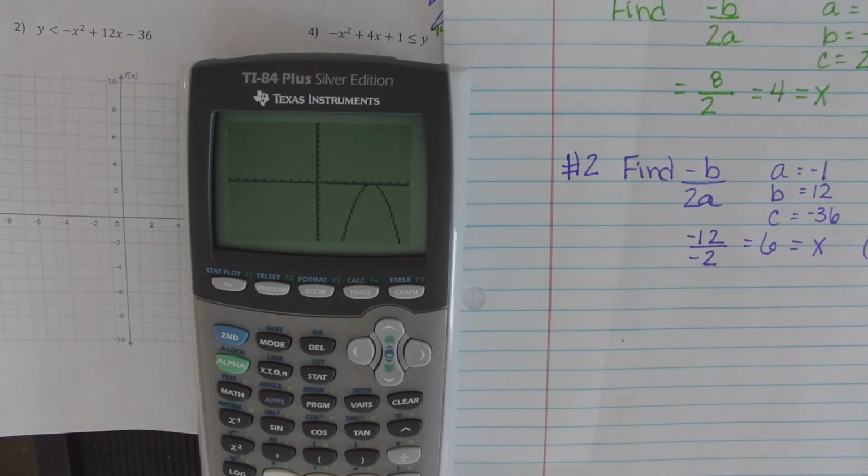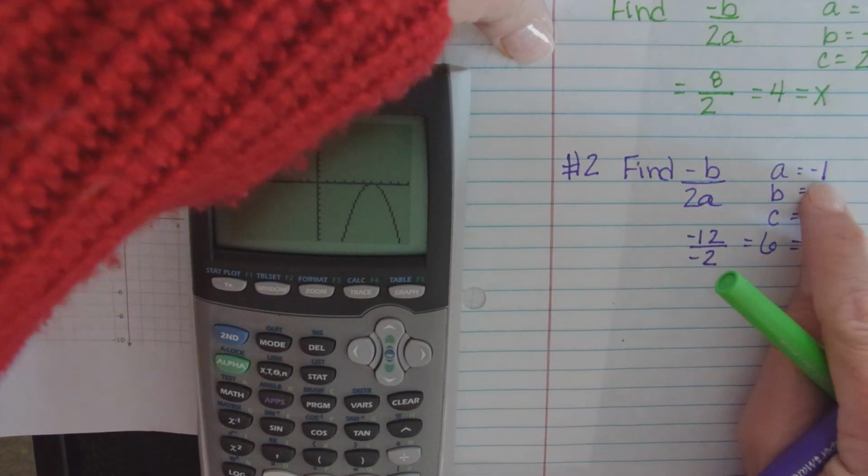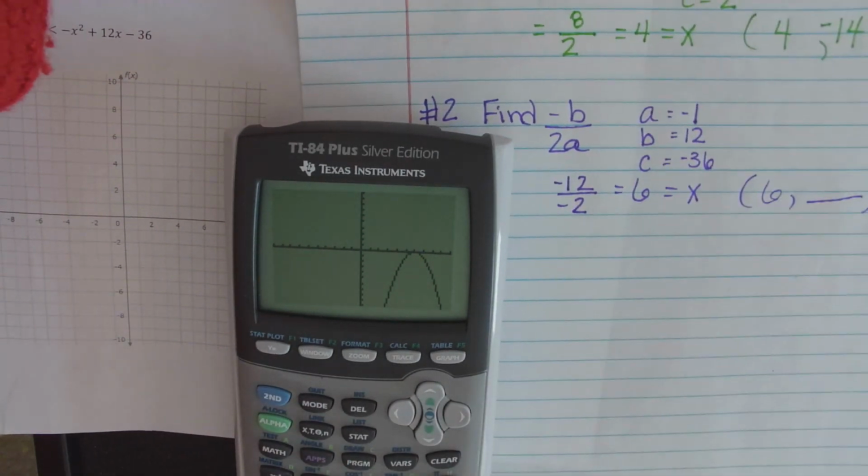Wait, why is the 2 negative? 2 times a is negative 1. Good question. Nope, I like it. I like it. All right.